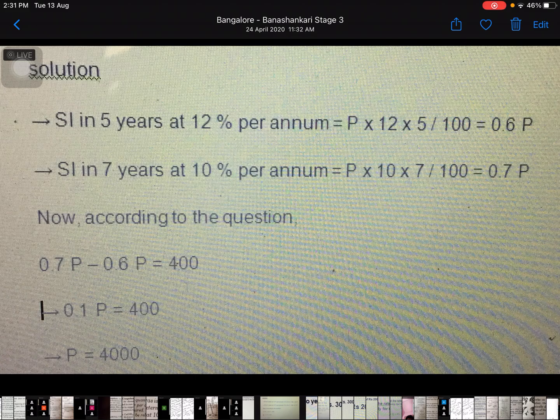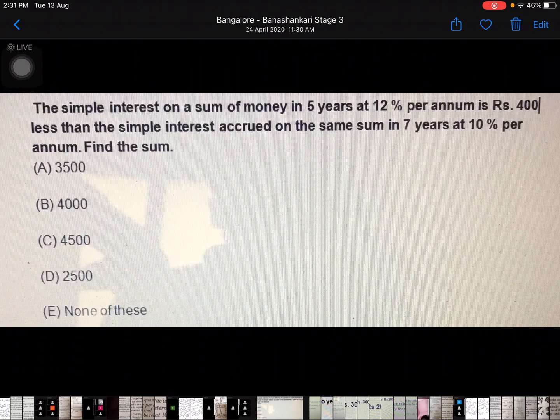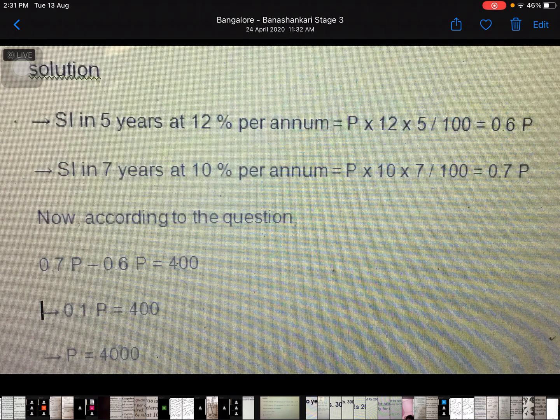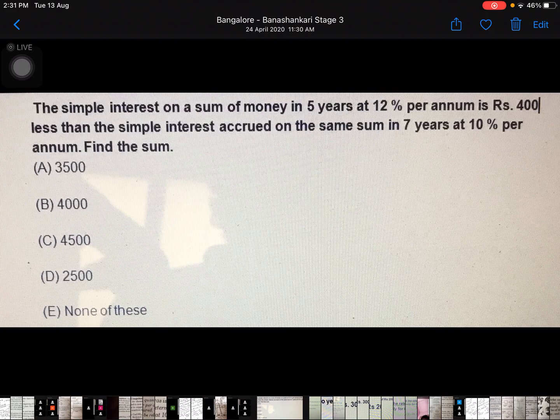Now on subtraction, the difference given in the problem is 400. So when you equate that, 0.1 times P is equal to 400. So P becomes equal to 4000. 4000 is the answer that has to be chosen.